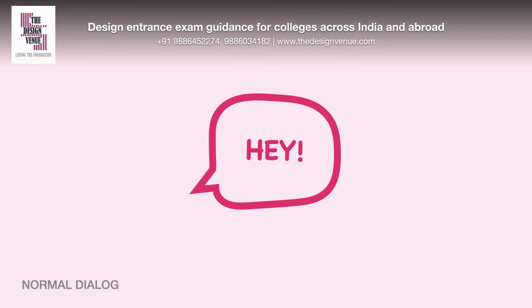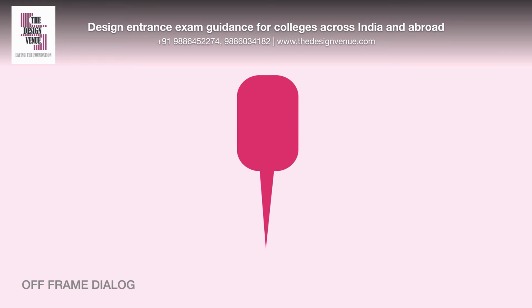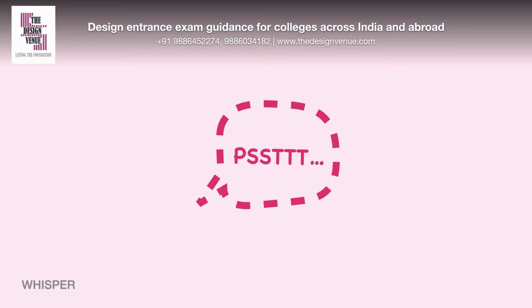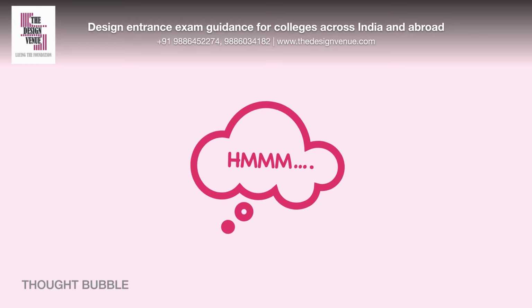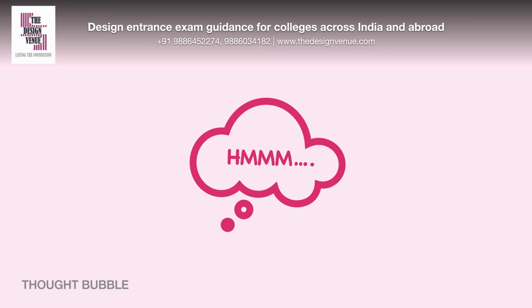Dialogues between characters can be depicted in speech bubbles. There are different types of speech bubbles used for different kinds of dialogues. This is what we could use normally. The off-frame dialogue is used when the speaking character is outside the visible frame. A speech bubble with a dotted border indicates a whisper. Cloud-like bubbles can be associated with the character's thoughts.